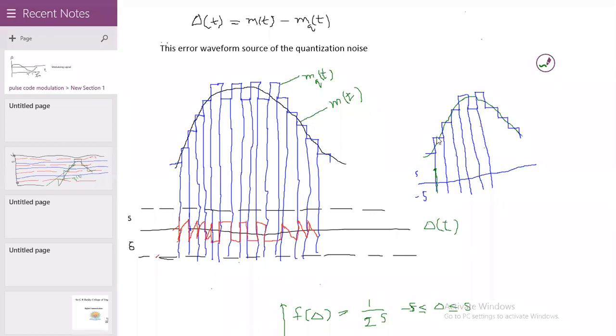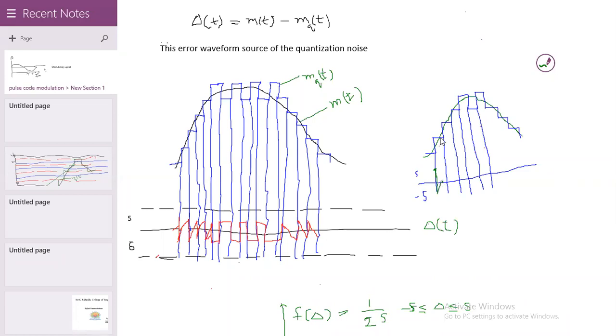So here up to this point the step size signal is greater than the modulating signal. That indicates that up to this point there is an error, that is m of t minus mq of t is negative. Here you can observe that it is negative.